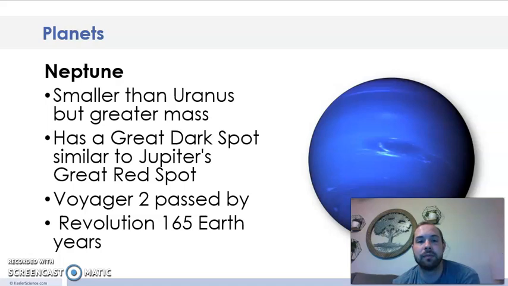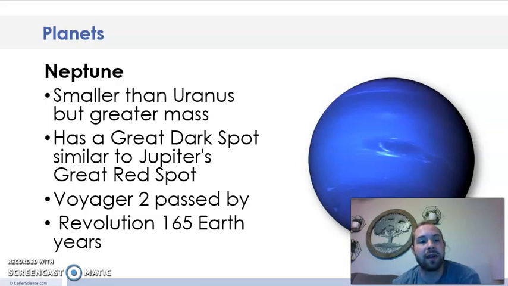And then Neptune. It's smaller than Uranus, but has a greater mass. It has a great dark spot, similar to Jupiter's red spot. Voyager 2 passed by this as well, and it takes 165 years for it to revolve around the sun.